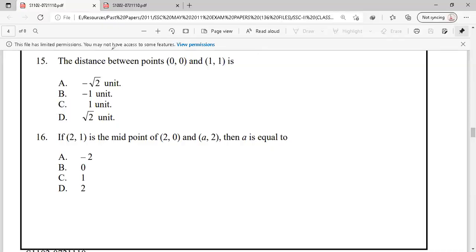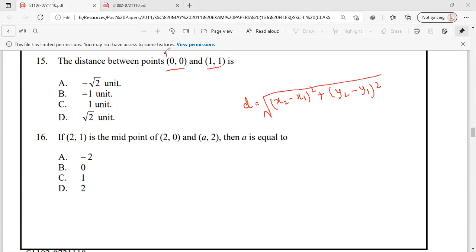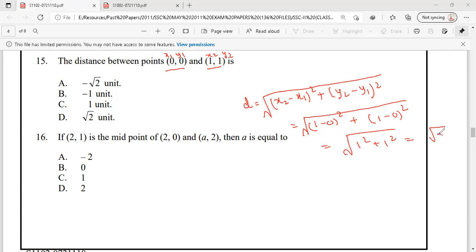Then we have question number 15 and 16. We have to find the distance between these 2 points, and we know that the distance formula between 2 points is equal to the positive square root of x2 minus x1 square plus y2 minus y1 square. Let's say these are the values of x1, y1, and this is x2, y2. So the formula would become square root of 1 minus 0 square plus 1 minus 0 square. So 1 square plus 1 square will be equal to square root 2. So option D is the right answer.